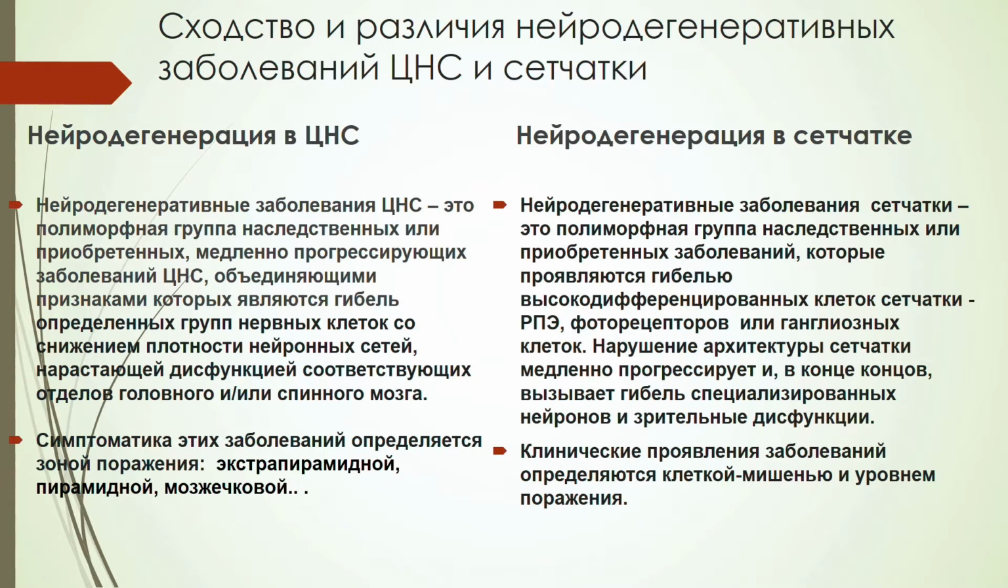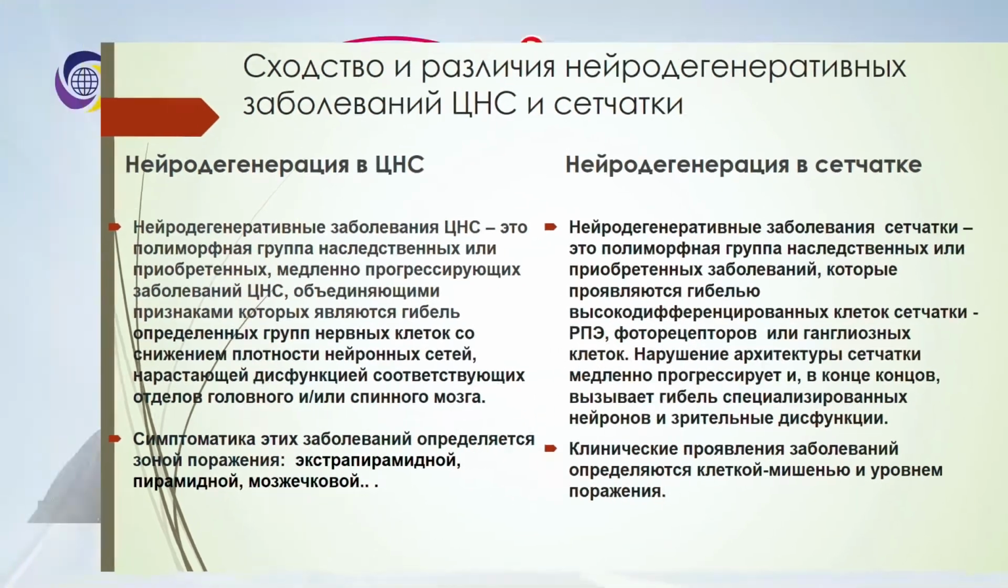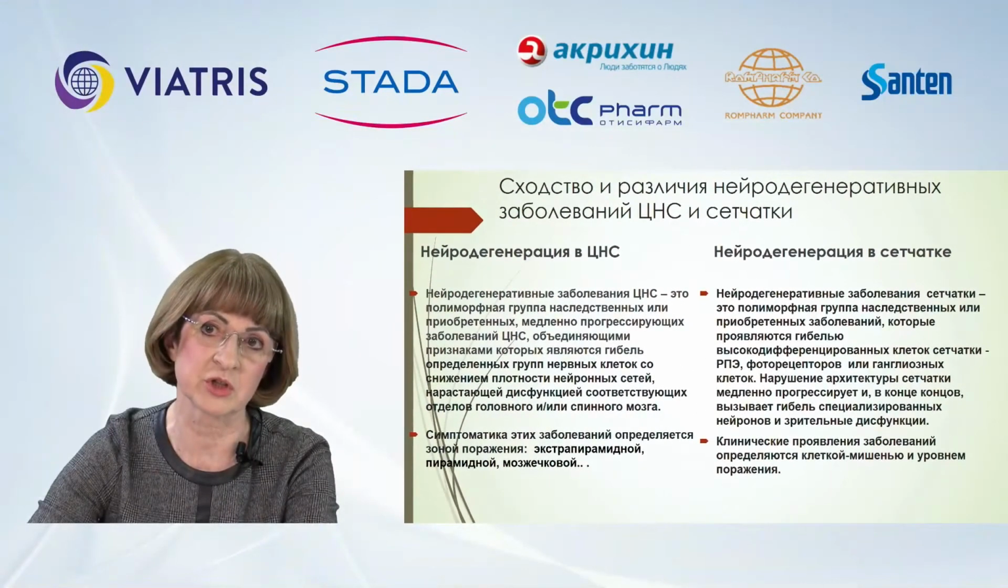Here on the slide, we have a very recent definition, which is currently used for this nosological group. This is a polymorphic group of acquired or congenital progressive diseases, and the common feature is the death of a particular group of neuronal cells and increasing dysfunction. Symptoms of this disease are determined by the area of damage.